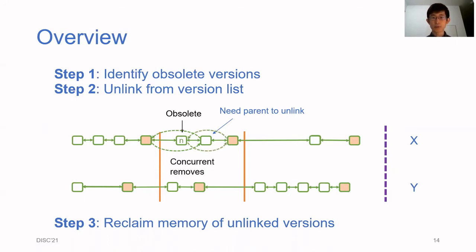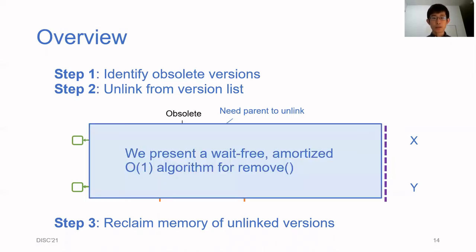We could use an existing algorithm for concurrent doubly linked lists to solve this problem, but that would break the constant time bounds we are aiming for. So our contribution here is a more efficient algorithm for remove, which takes amortized constant time rather than amortized order P time.